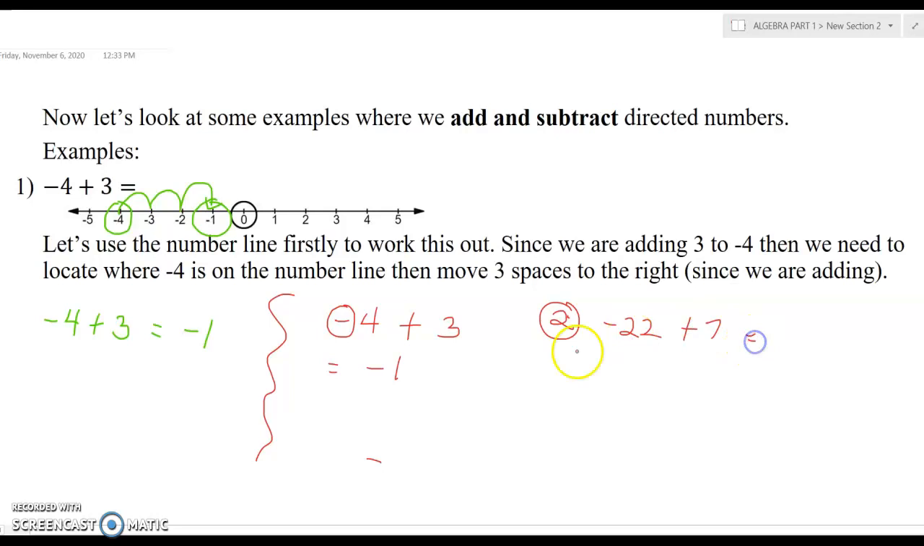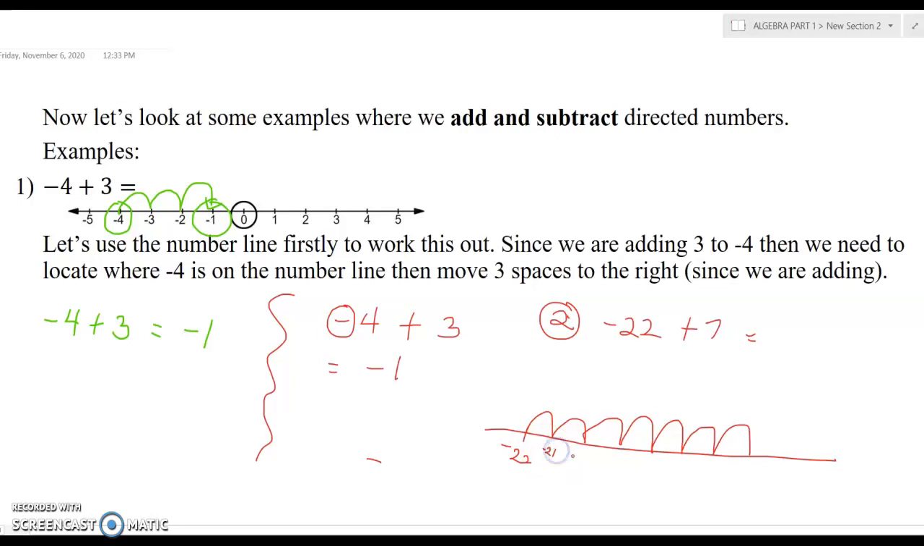So you draw your number line. You know, negative 22 might be here, right? Now, you need to add 7. So we go add in 1, 2, 3, 4, 5, 6, 7. Let's figure out what that is. So then you can put in your numbers.